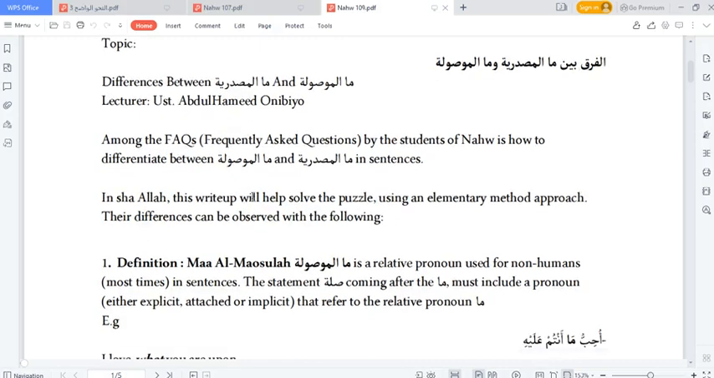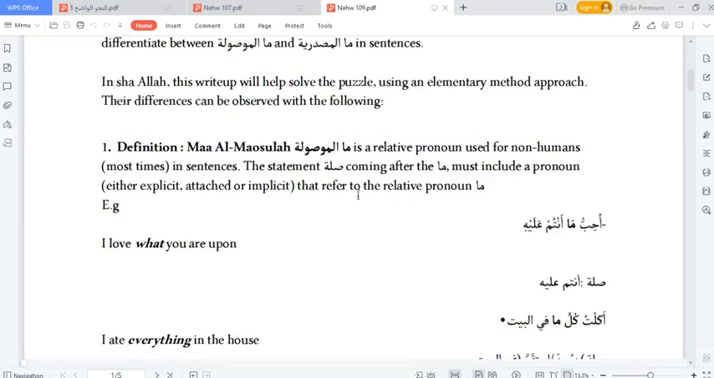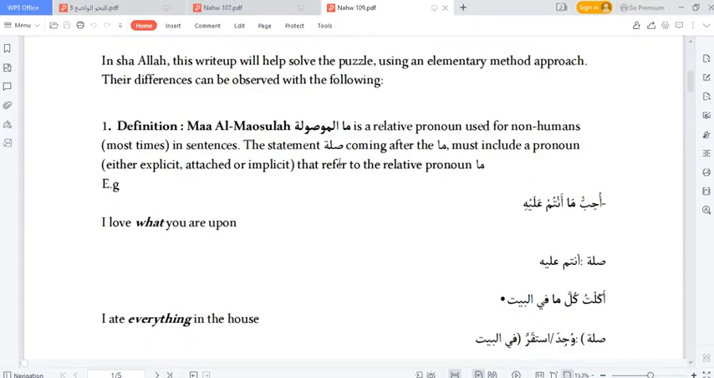Okay, inshallah, I will explain it very well. So first thing, definition. Ma al-mawsula is a relative pronoun that is used for non-humans most times in sentences.